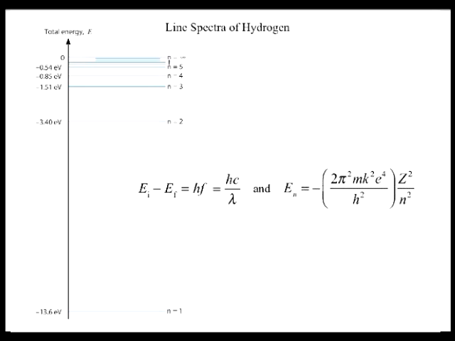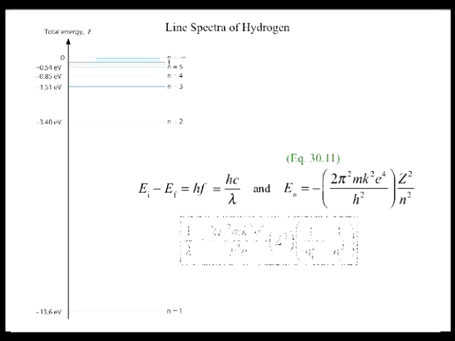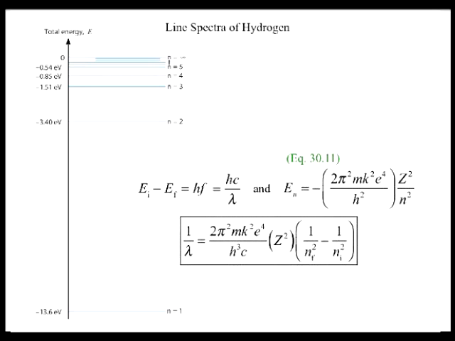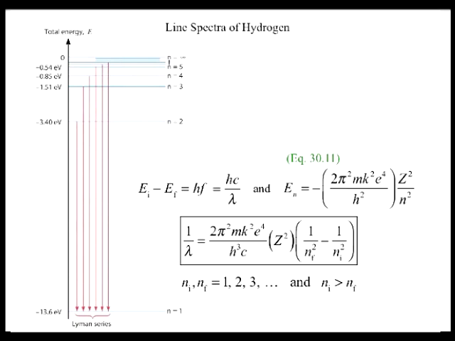Substituting our equation for the total energies, E_i and E_f, into this equation, we obtain the following expression for the emission lines. With Z equal to 1 and n_f equal to 1, this equation predicts the values for the Lyman series. Thus, Bohr's model shows that the Lyman series of lines occurs when electrons make transitions from higher energy levels with n_i equal to 2 and higher to the first energy level where n_f equals 1.